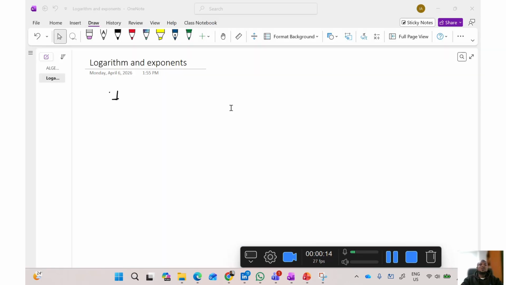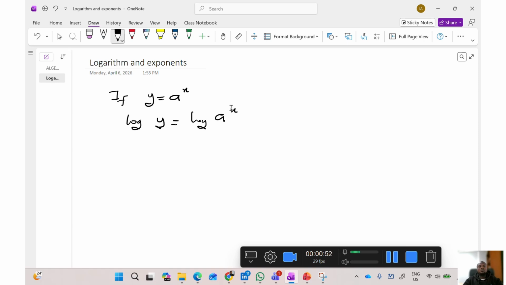This way, if y is equal to a raised power x, I will need to find x. Now, to find x in this case might be very difficult. So we can use logarithm to solve for the value of x. How? We can introduce the logarithm to both sides. Okay, so logarithm of y, logarithm of a raised power x.